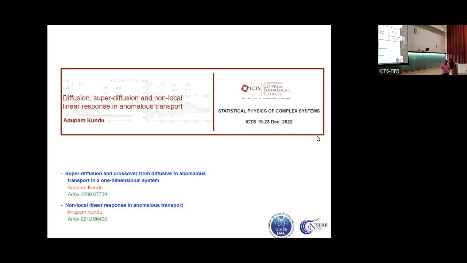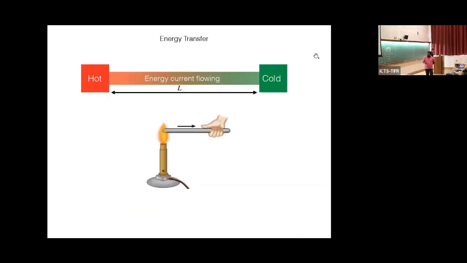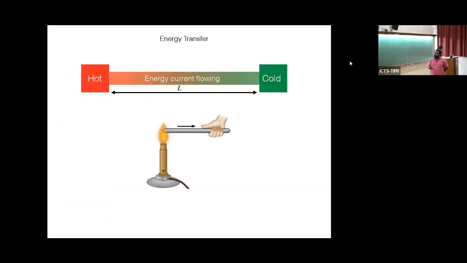I'll talk about diffusion, super-diffusion and non-local linear response in anomalous transport. This work is based on these two recent works. So let me start with a very basic setup of energy transfer.